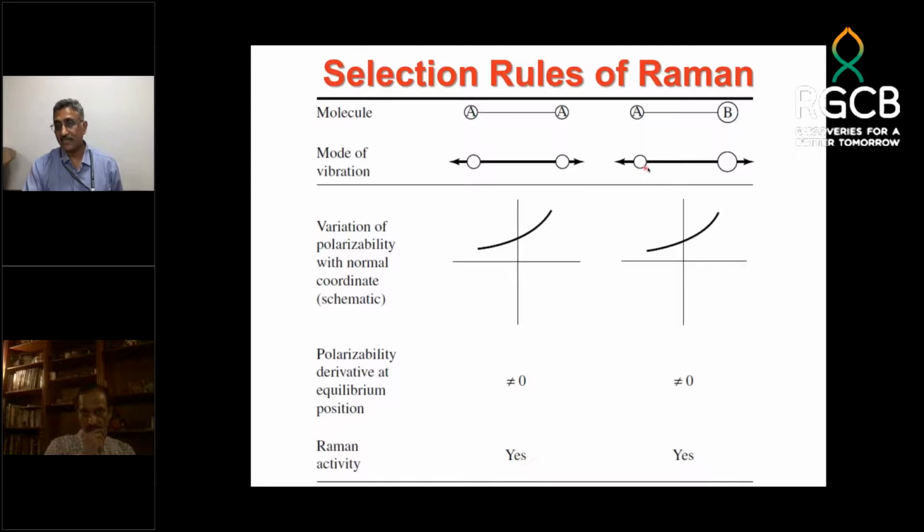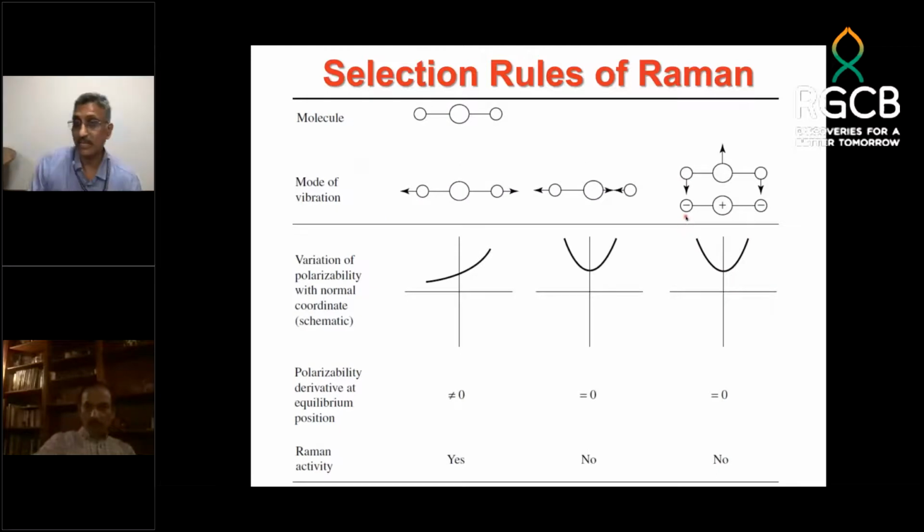And if you look at a diatomic molecule like HCl or HF, where one atom is different from the other, still when you compress it, alpha will be small, and alpha will be large when it is expanded. So when you plot alpha, the slope is non-zero, and hence it is Raman active. So in both the diatomic molecules, the vibration is Raman active. Now, if you look at carbon dioxide, when it compresses, it will be low alpha, and when it is expanded, alpha will be large, so it will be Raman active.